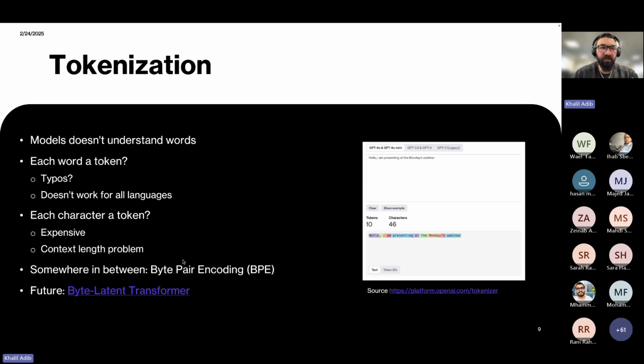We figured out a solution somewhere in between. There is an algorithm being used today called byte pair encoding. I won't go through the details again, but it is a way to, instead of tokenizing the whole word as a token, have 2 or 3 tokens for each word, if that makes sense.